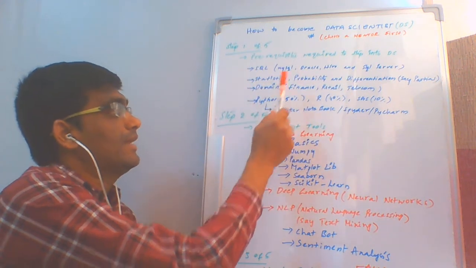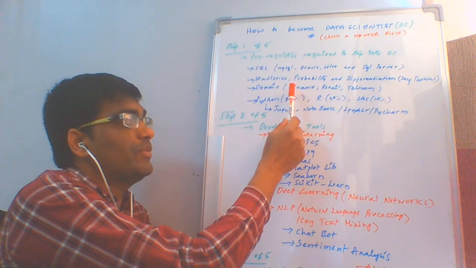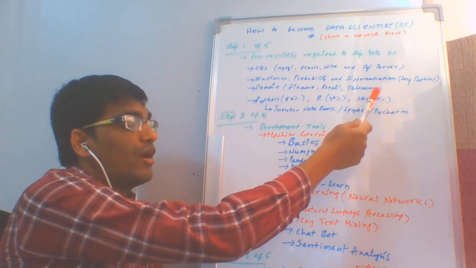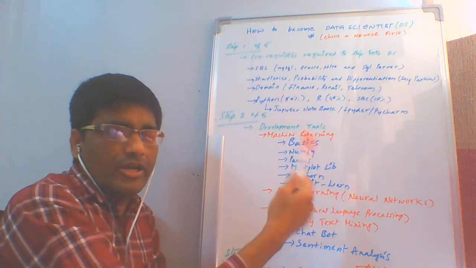Then the next thing is domain. Domain could be finance, retail, telecom, or medical, or it could be any domain.